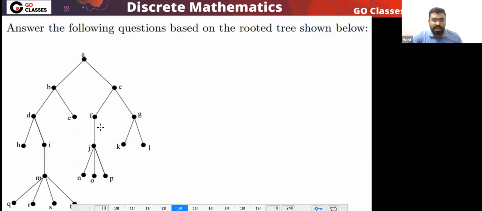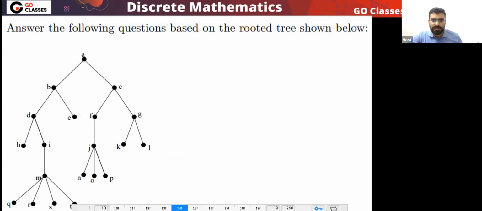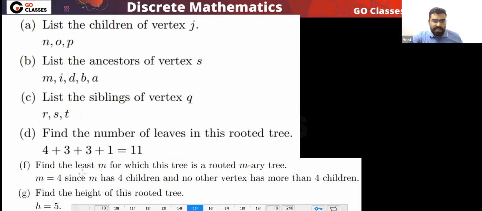Next, find the number of leaves. How many leaves do you have? These are leaves, these are leaves. This is a leaf, this is a leaf, and these are leaves. So these are the leaves. You can calculate.